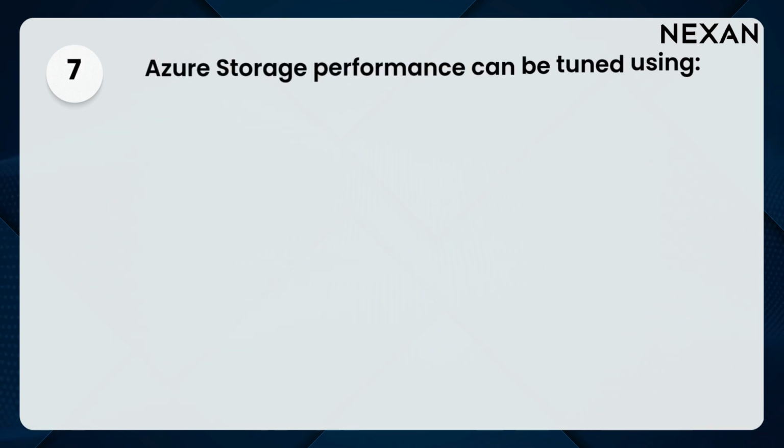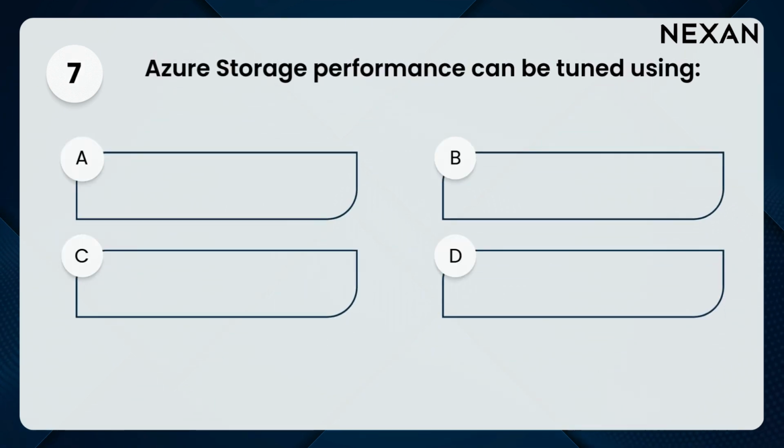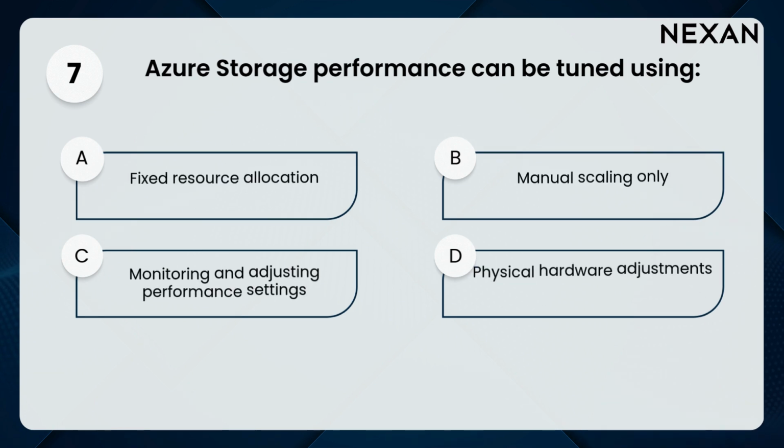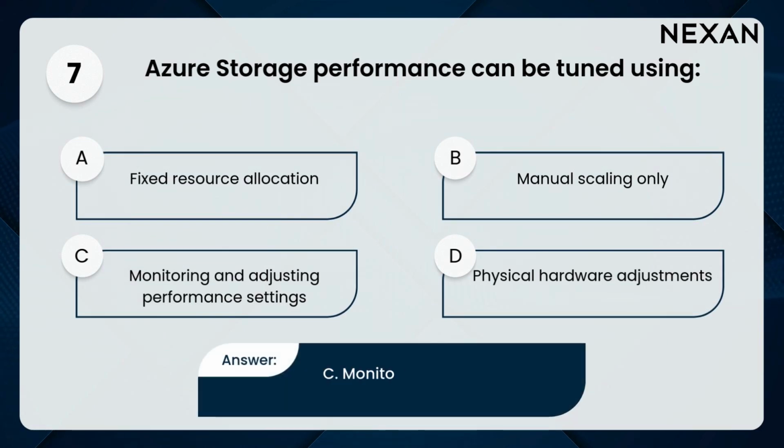7. Azure storage performance can be tuned using A. Fixed resource allocation. B. Manual scaling only. C. Monitoring and adjusting performance settings. D. Physical hardware adjustments. Answer: C. Monitoring and adjusting performance settings.